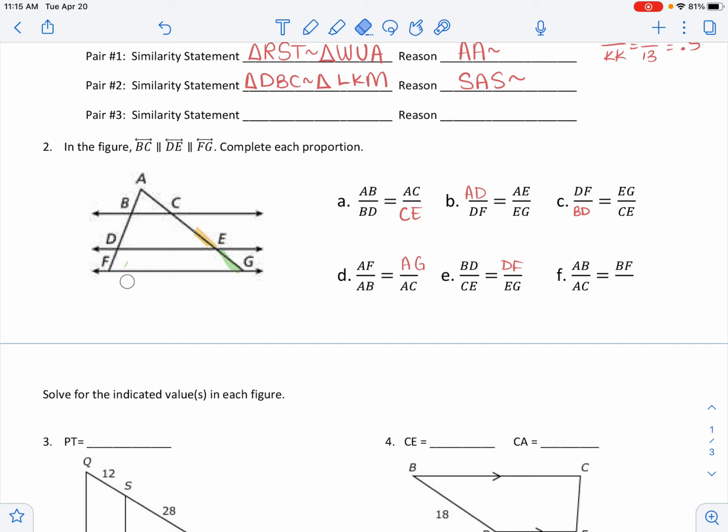And that last one, we've got AB over AC. So AB over AC equals BF over what? How could I complete this pattern? I would want C to G. So CG here.